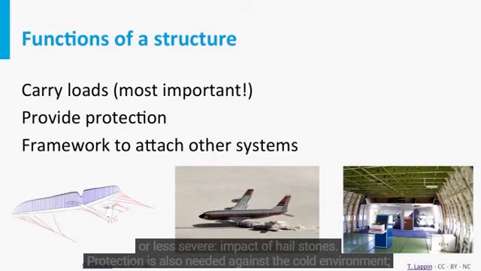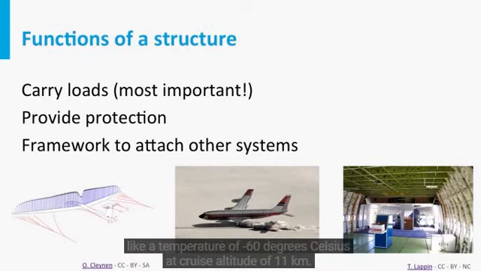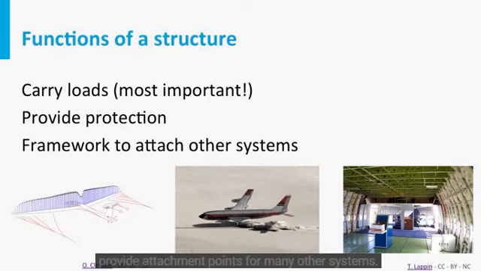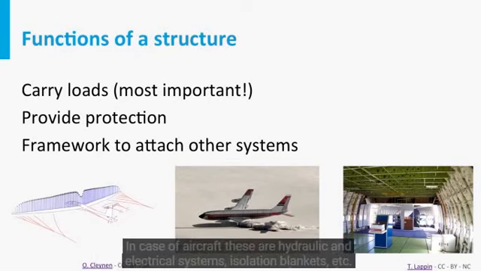Protection is also needed against the cold environment, like a temperature of -60 degrees Celsius at cruise altitude of 11 kilometers. The last picture shows the third function, the capacity of the aircraft structure to provide attachment points for many other systems. In case of aircraft, these are hydraulic and electrical systems, insulation blankets, etc.